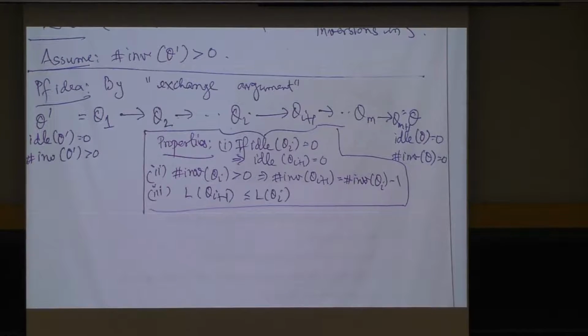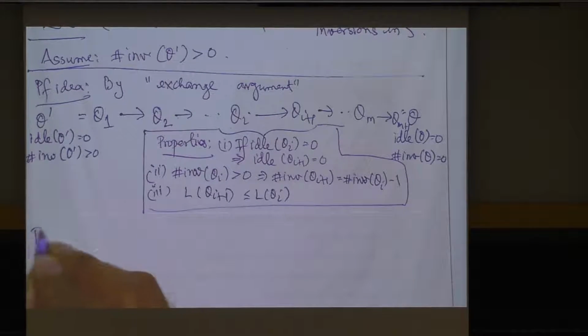All right, so what I'm saying is for the time being, assume I guarantee, and I'm going to prove the guarantee to you soon, that there does exist such an algorithm that will take in an optimal solution which has, if it has zero idle time, then the output will also have zero idle time. If the original had a non-zero number of inversions, the new one will have exactly one less inversion, and the lateness does not increase. Okay, so let's assume this is true.